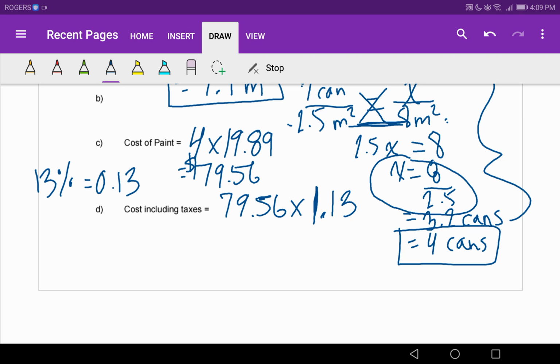Okay, so basically, we're looking to find what our total cost will be if 79.56 were just 13% bigger. And so what you would find once you pull your calculator and you do it, your total price will be $89.90. Put a box around it, and there you have it.